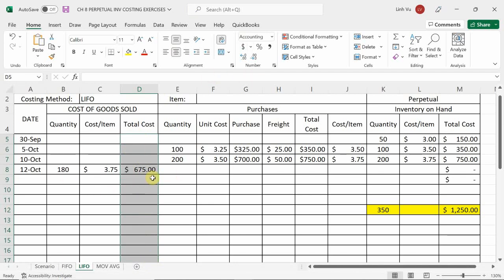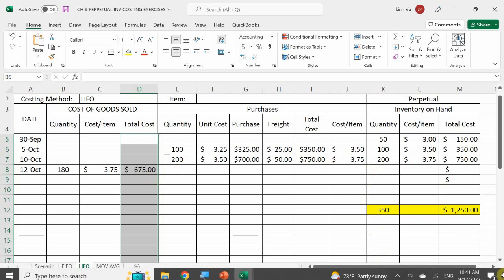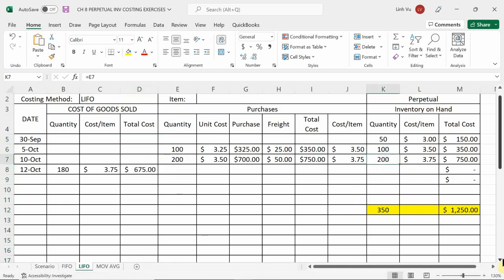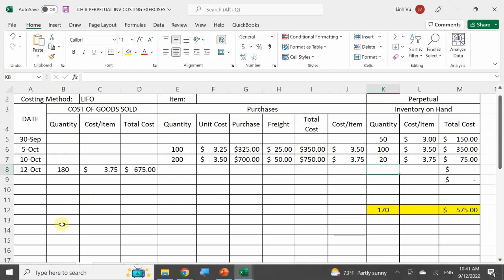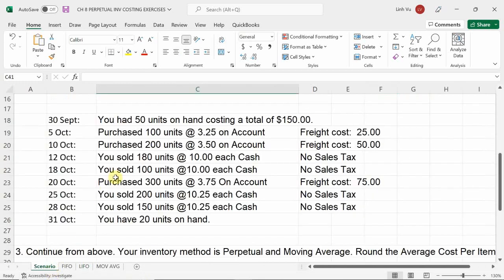Now we have to subtract that out of my inventory. 200 minus 180, you should have 20 left. I'm going to do that math in there so you guys know. 20 left, at $75. Okay, so let's see what happened next.